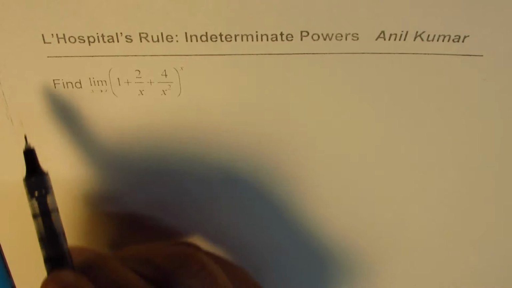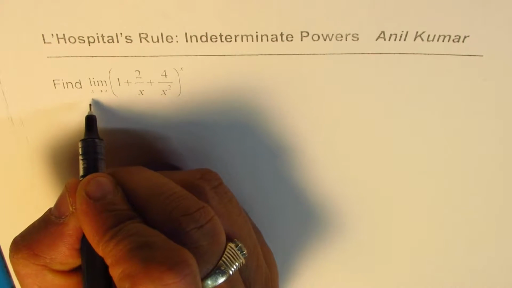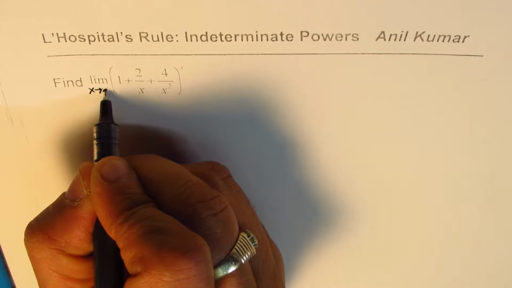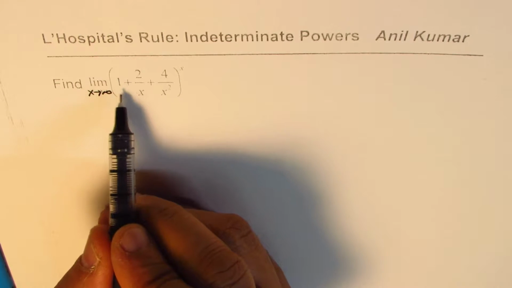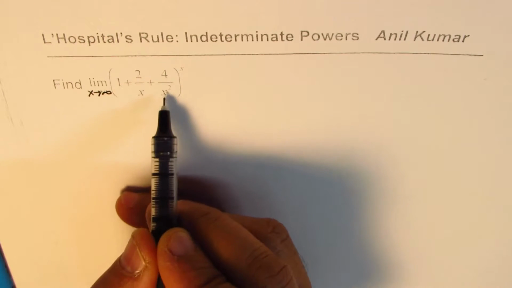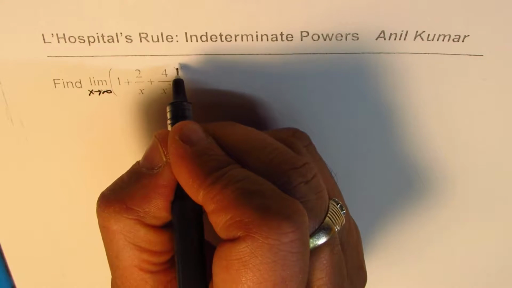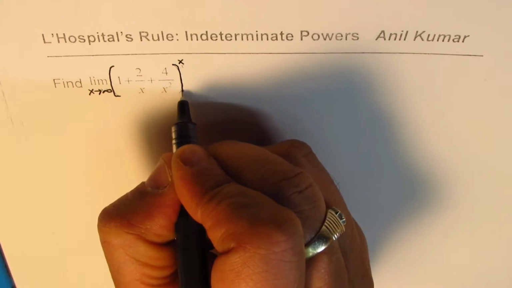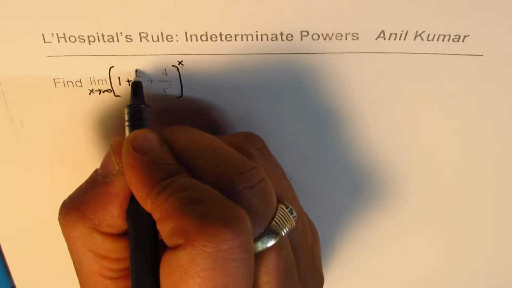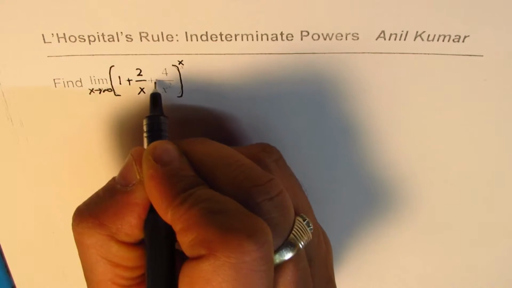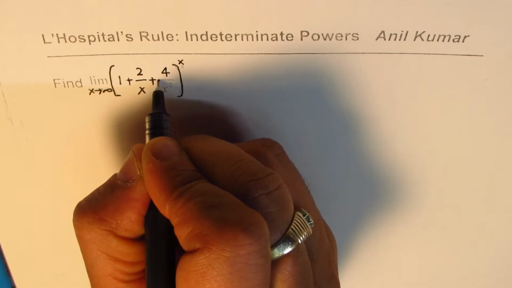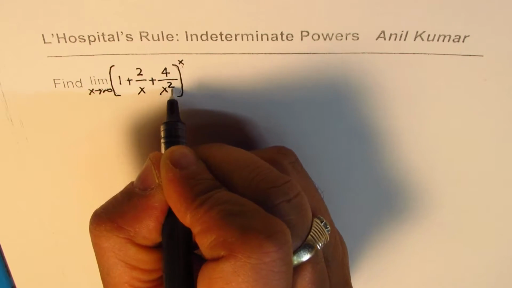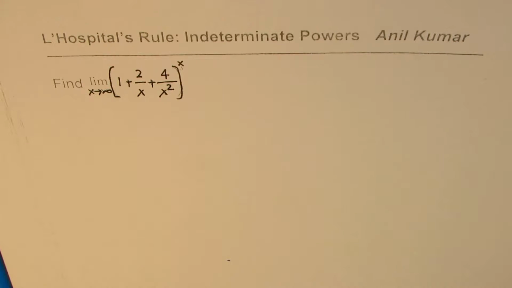The question is, find the limit as x approaches infinity of (1 plus 2 over x plus 4 over x squared) to the power of x. This is to the power of x. So let me rewrite this: we have 1 plus 2 over x plus 4 over x squared, to the power of x. So that's the question. You can pause the video, answer the question, and then look into my suggestions.